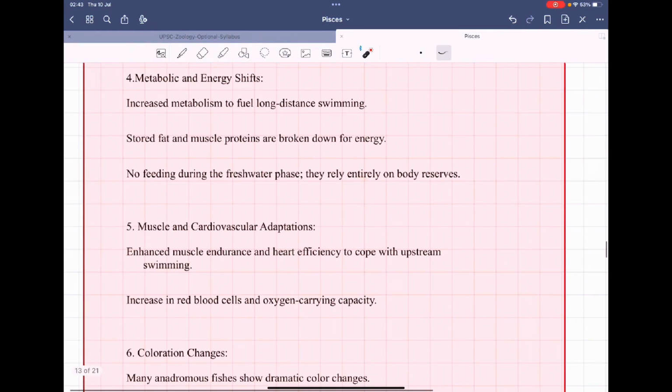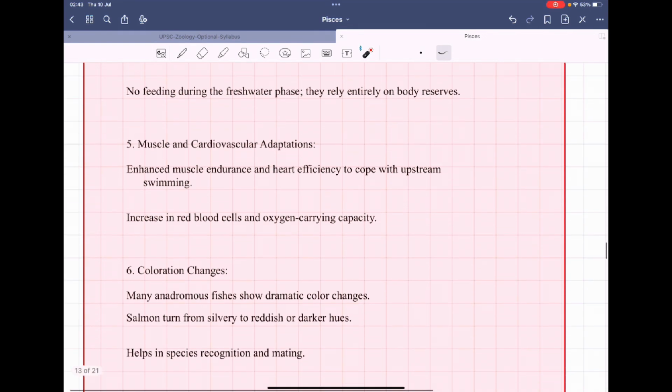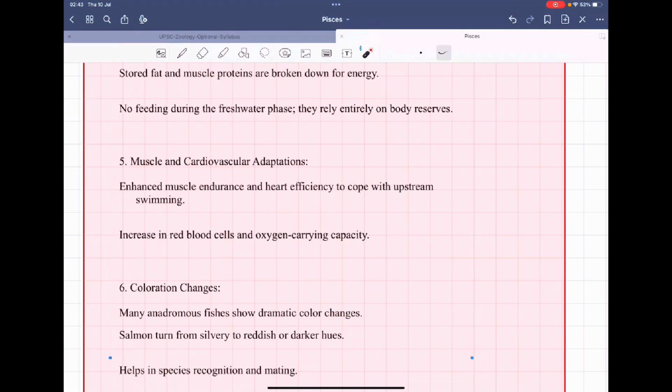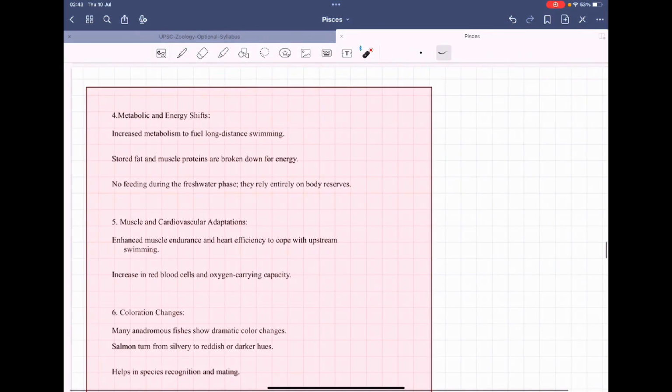Then there will be metabolic and energy shifts, that is, increased metabolism to fuel the long-distance swimming. There will be use of stored fat and muscle proteins. There will be no feeding during the freshwater phase. The muscle and cardiovascular adaptations include increased heart efficiency and an increase in red blood cells. There will also be a color change.